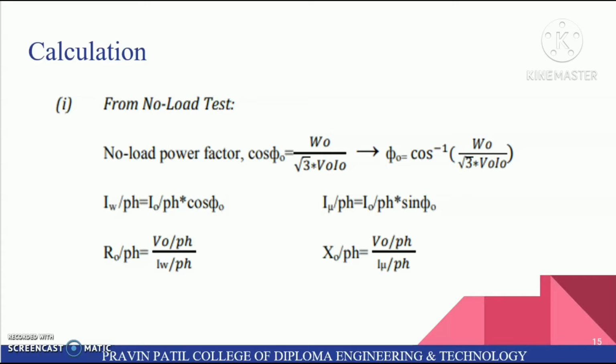Next, IW per phase is equal to I0 per phase into cos phi 0. I mu per phase is equal to I0 per phase into sin phi 0. R0 per phase is equal to V0 per phase upon IW per phase, and X0 per phase is equal to V0 per phase upon I mu per phase. So you can calculate these parameters from the no load test.